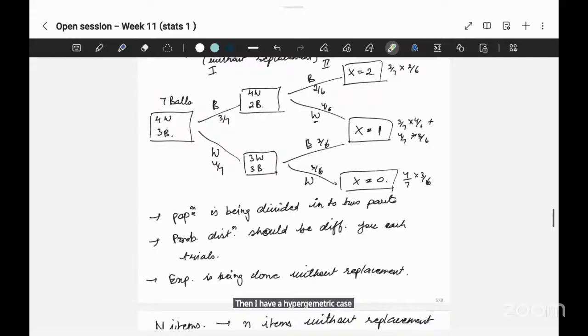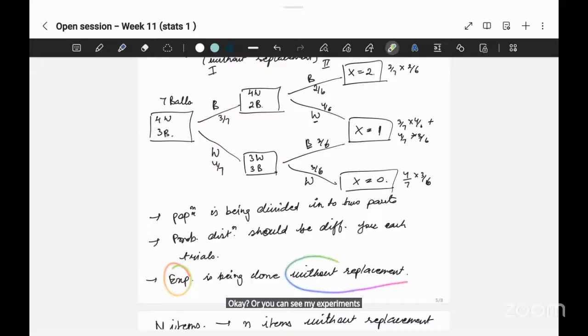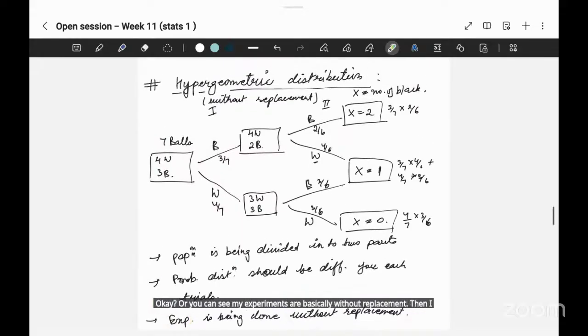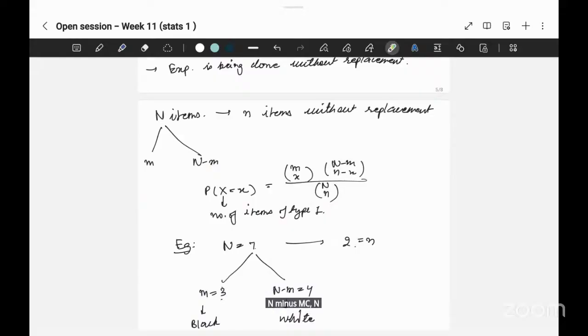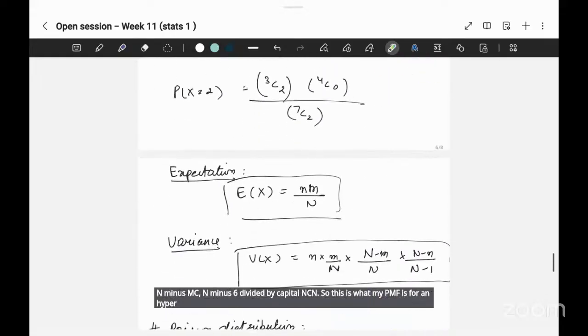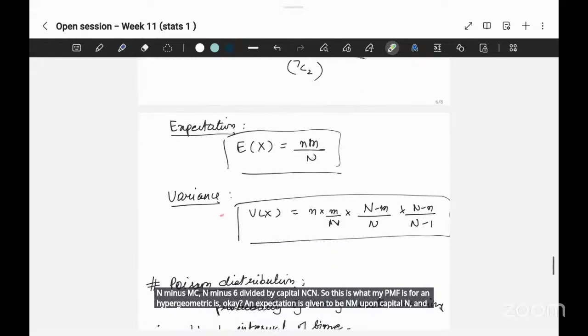Here my population is divided into two parts, type 1 and type 2. And the probability distribution is not the same for each of the trials in each of the samples. Or you can say my experiments are basically without replacement. Then I have a case of hypergeometric distribution. And the PMF is given by mCx times (N minus m)C(n minus x) divided by NCn. So this is my PMF for a hypergeometric case. Okay, and expectation is given by nm upon capital N, and variance is given by this.